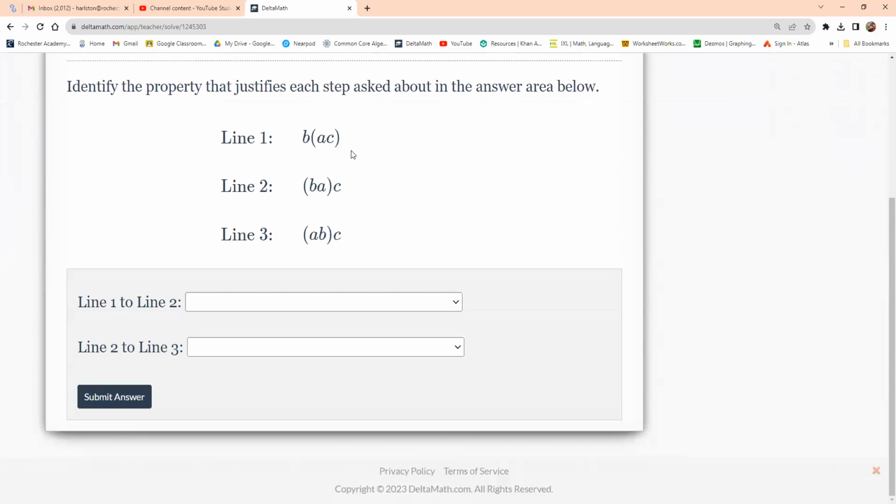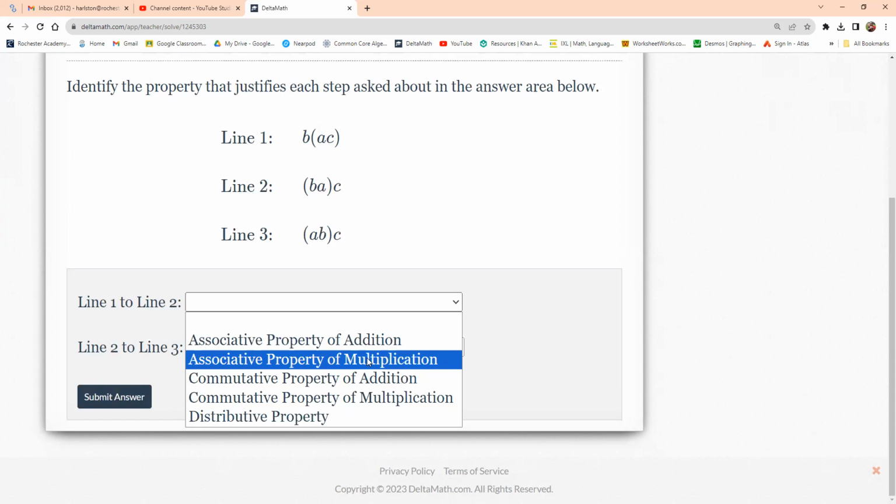All right, so now we got 3 lines. We got B, and then the quantity A times C, and then in line 2, we have B times A times C. Now notice, the letters are still in the same order. It's B times A times C, and then B times A times C. So it's not the commutative property. But what we've done is the regrouping. Remember, your parents don't want you hanging with the C crowd. They want you hanging with the B crowd. So instead of A times C, we're going to do B times A, and leave the C outside because we don't want to hang with them anymore. So going from line 1 to line 2 is an example of the associative property of multiplication.